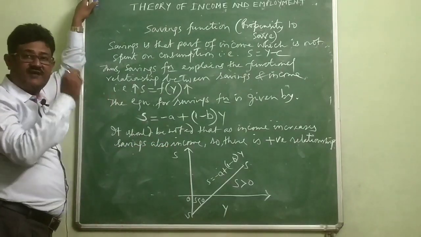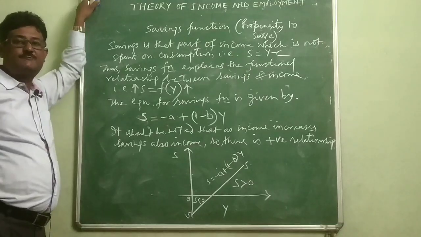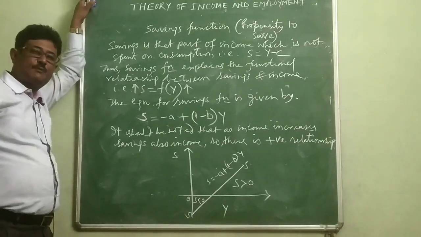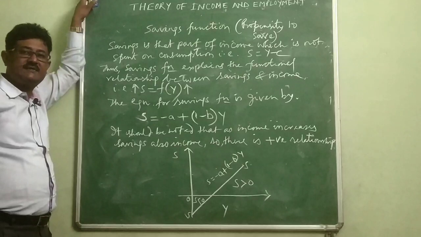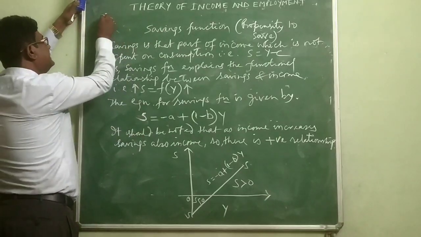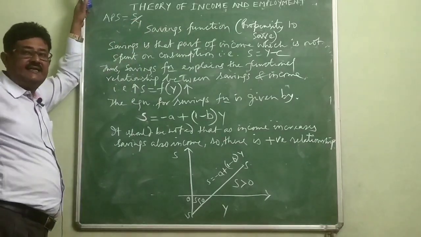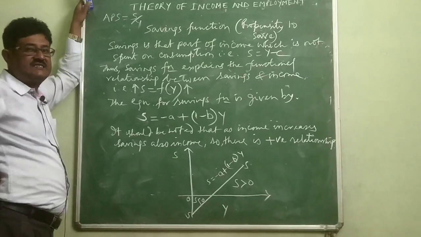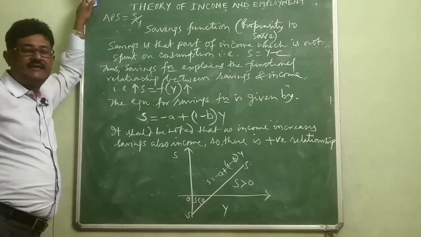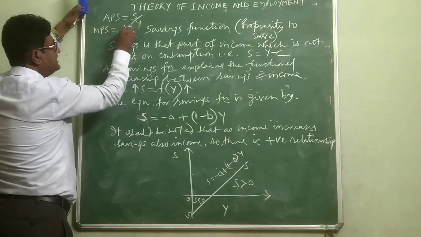Now, the savings function or propensity to save is again divided into two parts, that is average propensity to save and marginal propensity to save. Now what is average propensity to save? Average propensity to save is the ratio of total savings to total income. That is, APS is equal to S by Y. Whereas marginal propensity to save is that part of income which is saved out of additional or incremental income. That is, it is the ratio of change in savings to change in income.